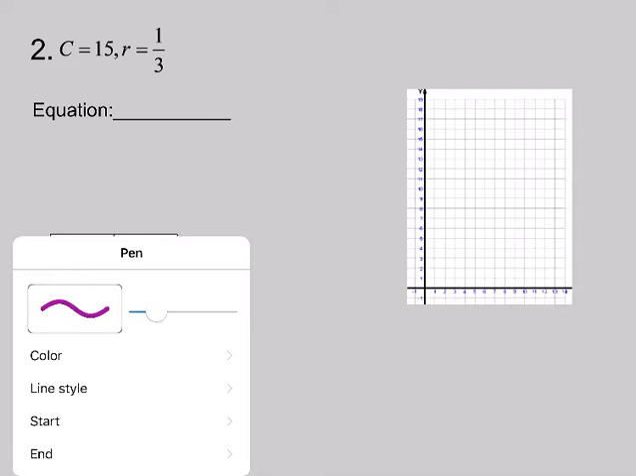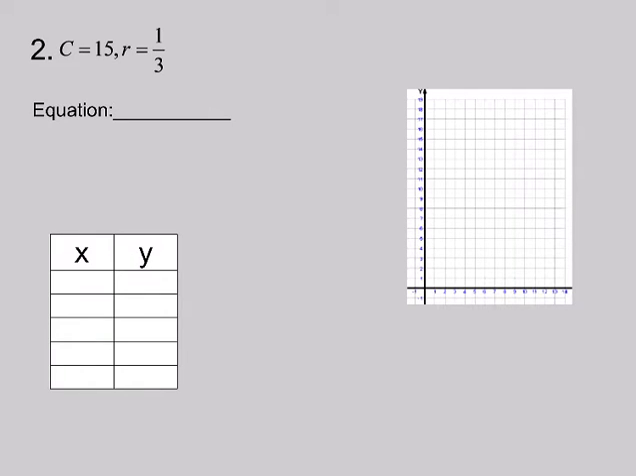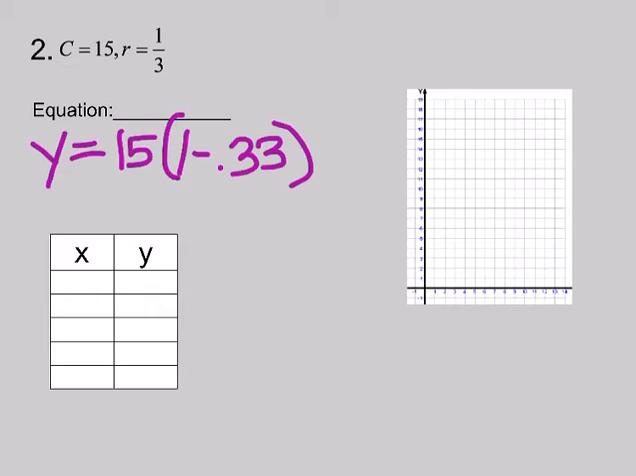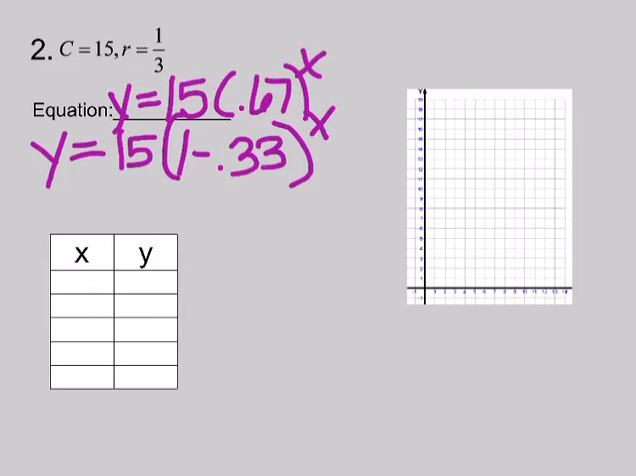Okay, so for number 2, I'm going to write my equation. So it's going to be y is equal to 15 times 1 minus 1/3, which I'm going to just write as 0.33, and that's going to be raised to the x. So then when I subtract that, I get that y is equal to 15 times 0.67 raised to the x power. So I'm going to calculate that.